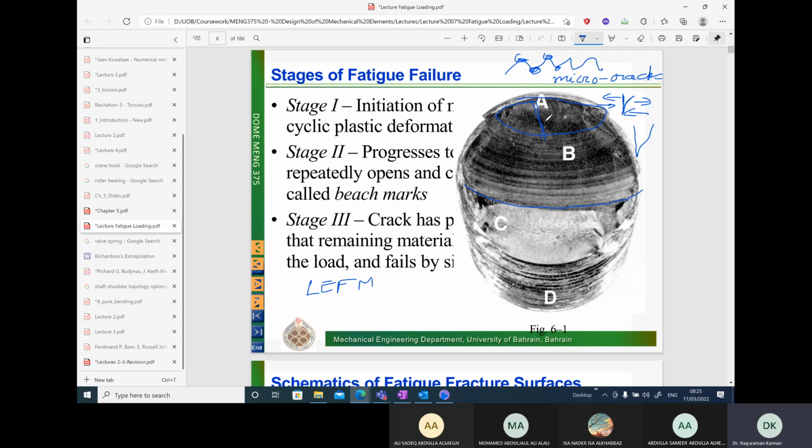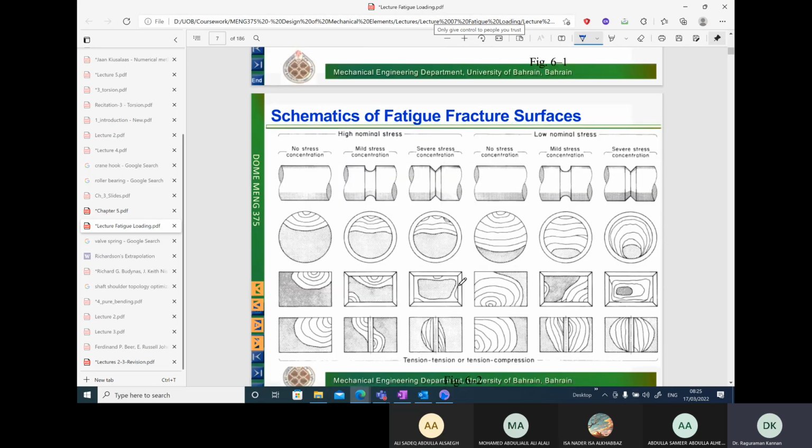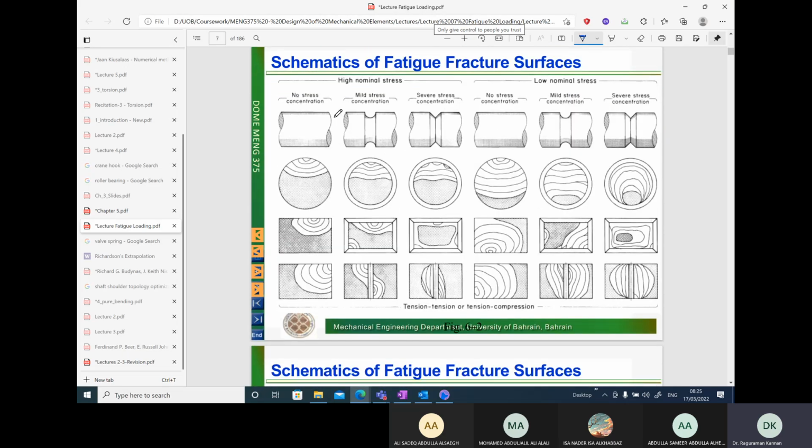So the presence of crack explains the fatigue phenomenon. Presence of crack reduces the load carrying capacity of the material, especially in dynamic loads. So here are some examples. For example, if you apply a high nominal stress versus a low nominal stress, what are these stresses we are talking about? Which one is high, which one is low?